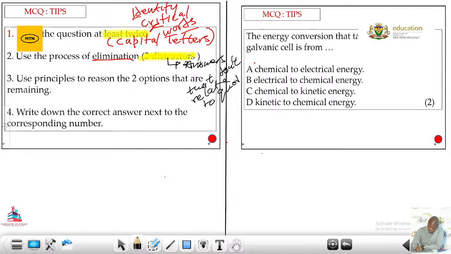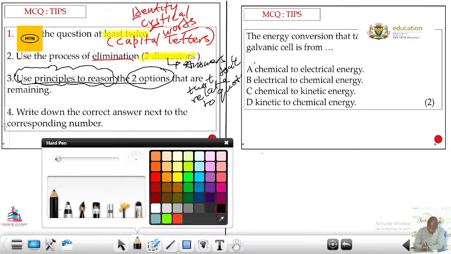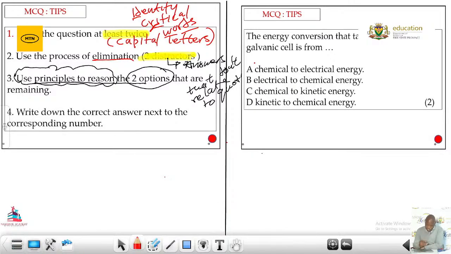So it is always important for one to realize that. Thereafter, once I have eliminated the distractors, I must use principles of physics to reason and choose between the two options that are remaining. To write the correct one, this principle of physics, this understanding of the concept, is what is going to assist me in choosing the correct answer.